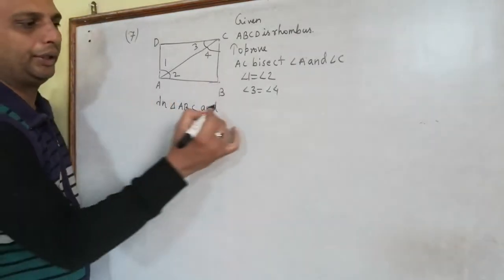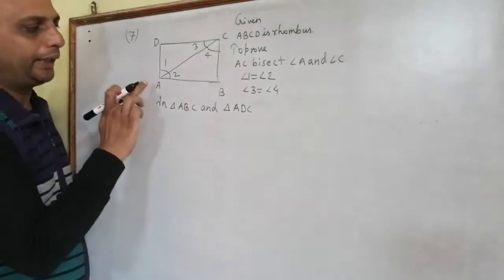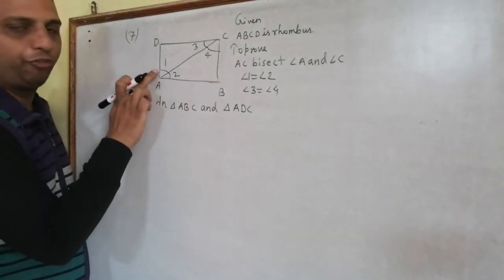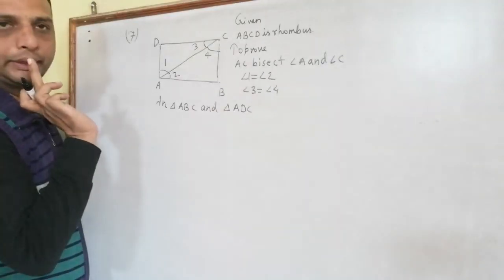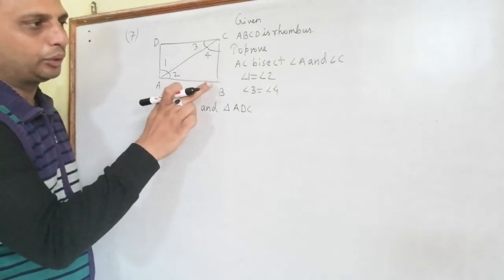ABC and ADC. Now AC bisects angle A, which means angle A is divided into two parts. So if 1 is equal to 2, then it is bisecting A. 3 equal to 4, it is bisecting C. Now we have to prove one more thing. I have not written that one.